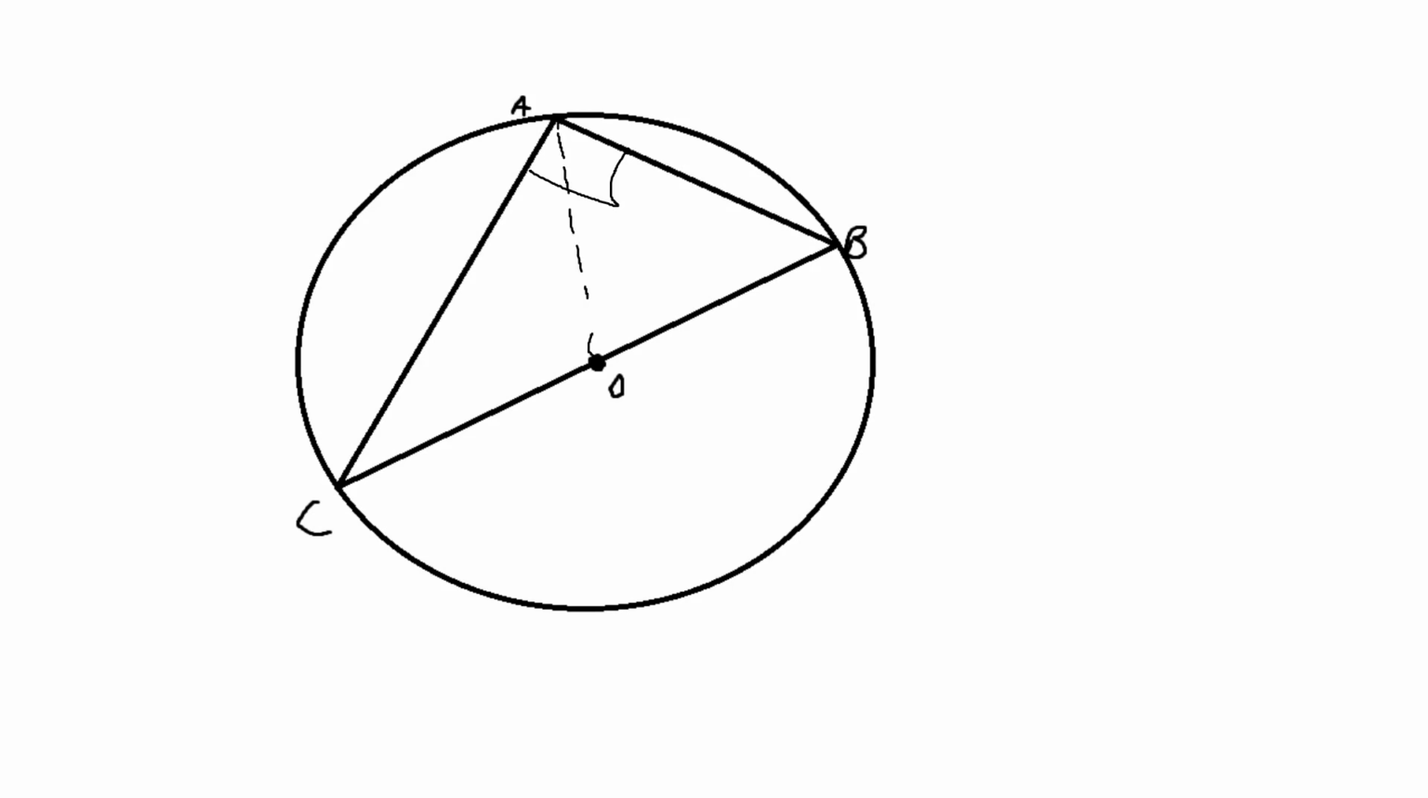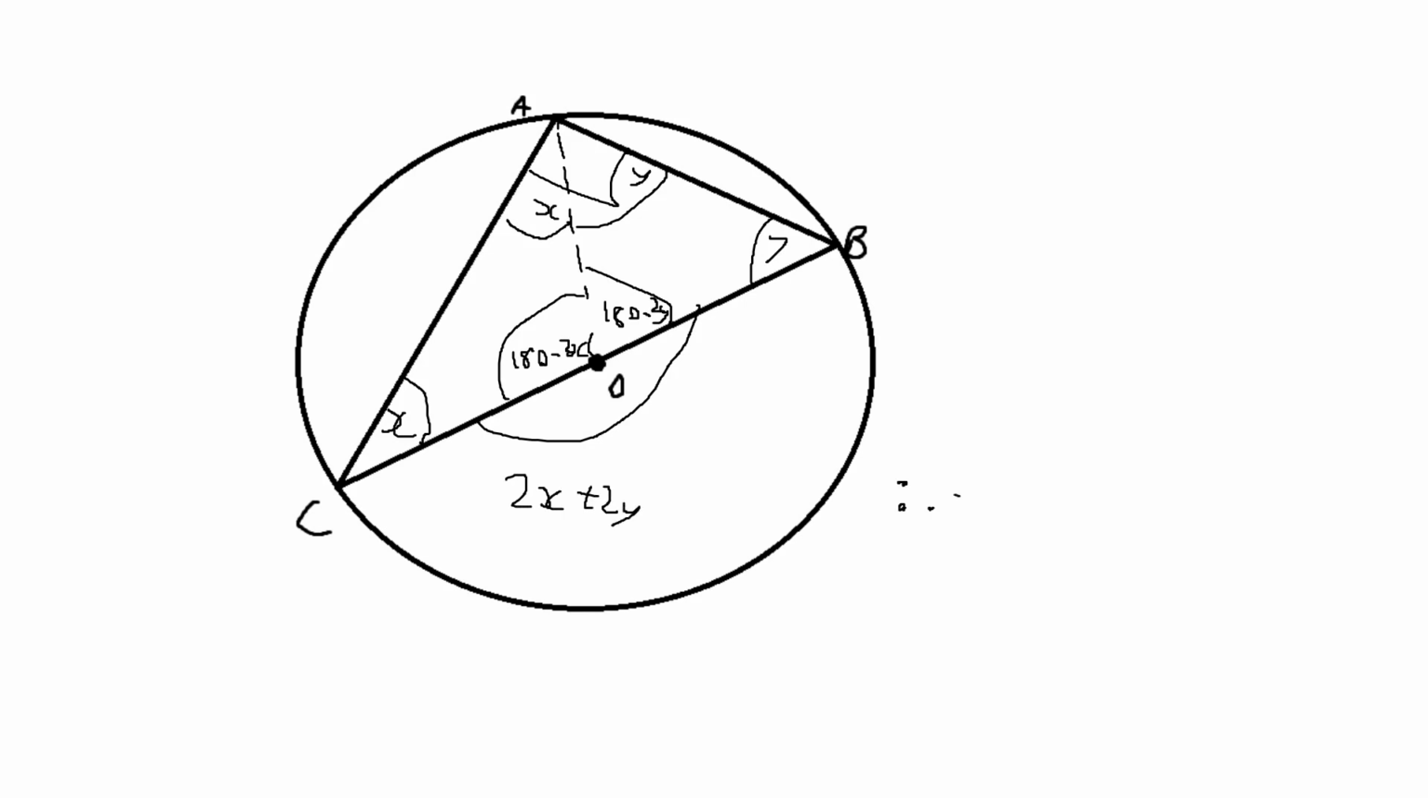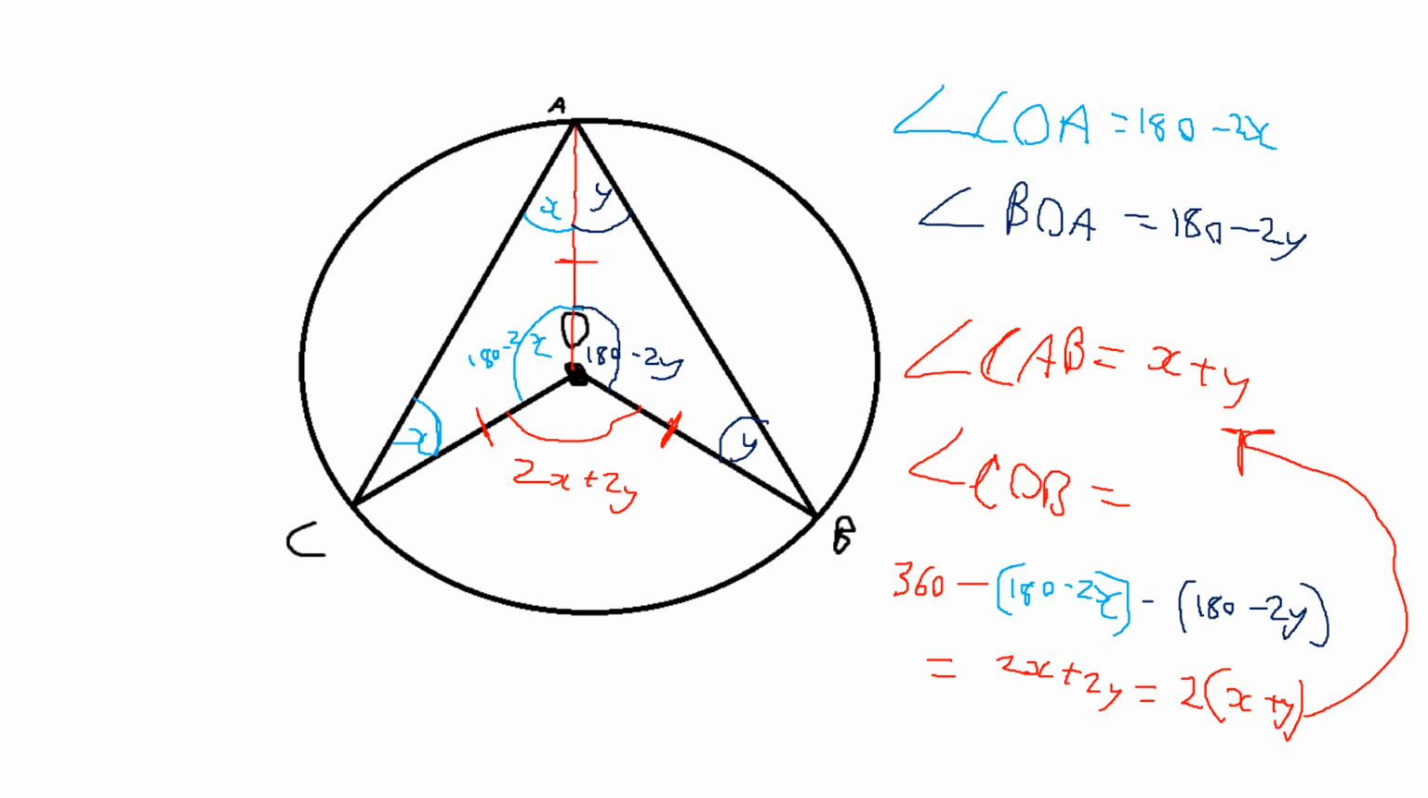We draw a radius. We say this is x. We say this is y. If this is x, this also has to be x. If this is y, this also has to be y. This here is 180 minus x. This here is 180 minus y. 2x and 2y. So therefore this here has to be 2x plus 2y. And we know that 2x plus 2y is 180. Therefore, x plus y is equal to 90. And therefore, we prove that circle theorem. It works the exact same way.